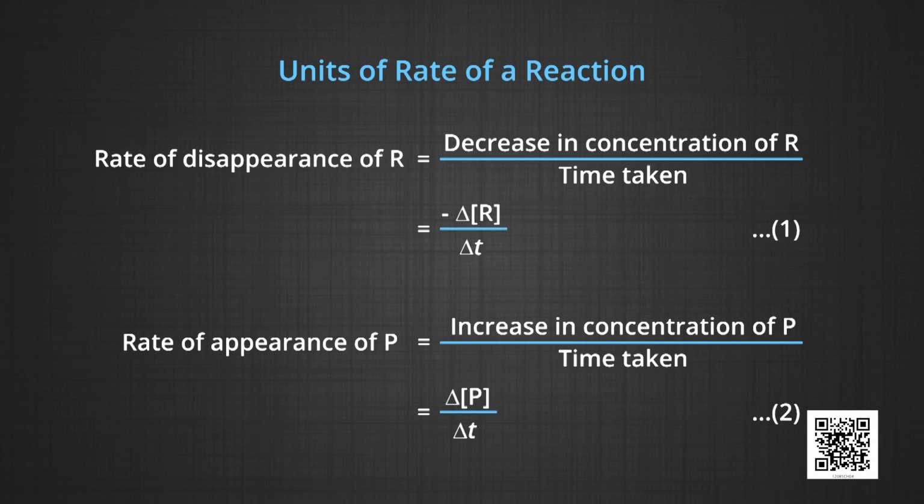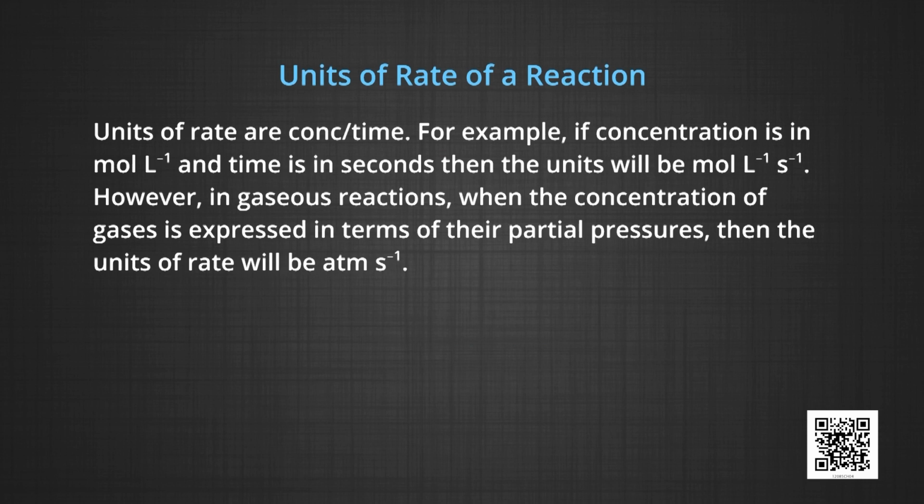Third is the unit of the rate of a reaction. From equations 1 and 2, it is clear that the units of the rate are concentration by time. For example, if concentration is in moles per liter and time is in seconds, then the units will be moles per liter per second. However, in gaseous reactions, when the concentration of the gases is expressed in terms of their partial pressures, then the units of the rate will be atmospheres per second.